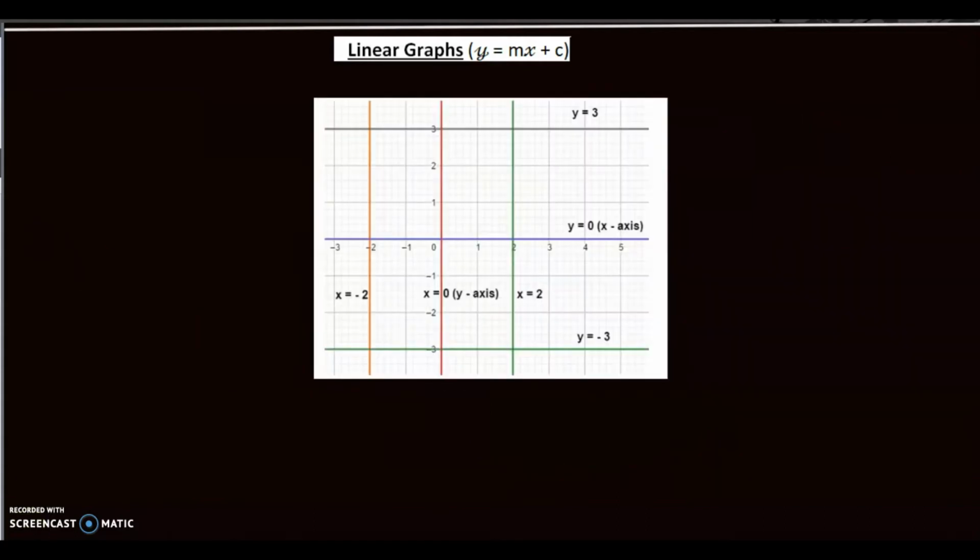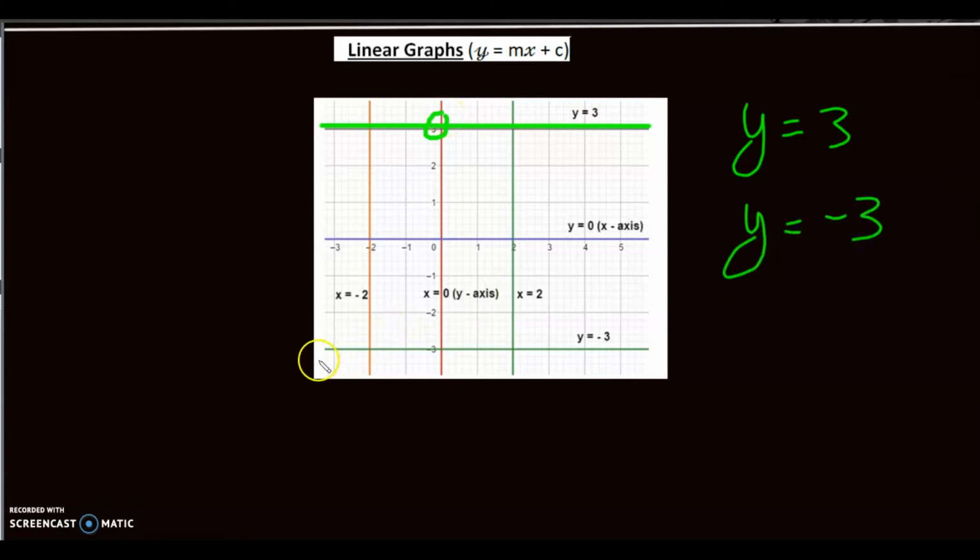Okay, then if we have a line y = 3, it's just going to be a horizontal line passing through y = 3. Here's y = 3. And similarly, I've shown y = -3 here. So it's going to be a horizontal line passing through y = -3. y = 0 is the x-axis. So it's this line.